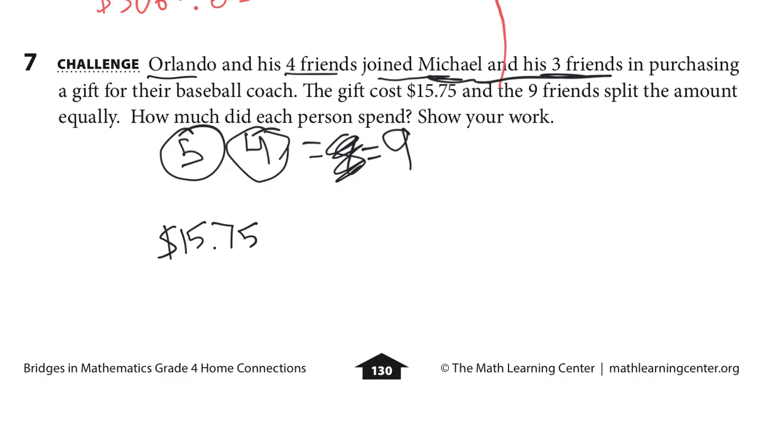The 9 people are going to split it apart, split the cost. Okay, we need to know how much each person is going to spend. This is a challenge question, and this is going to be a little bit more of an interesting one, mostly because we're working with this decimal here. Could I maybe do some division in a different way?